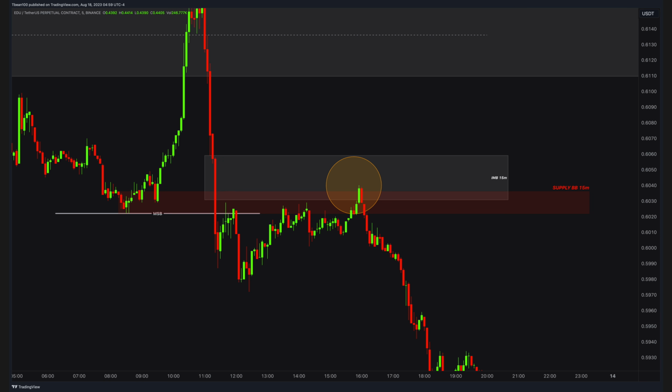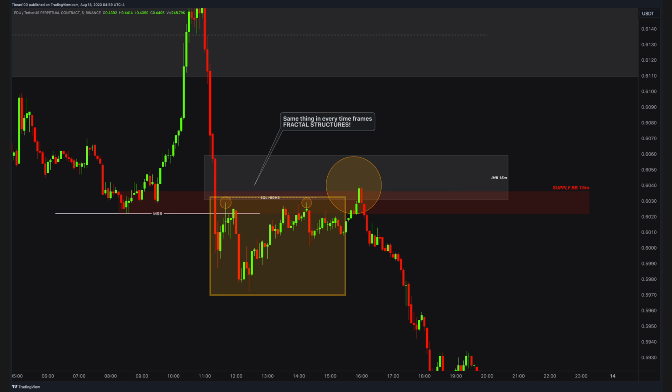Watch closely what happens. Price engineers the equal highs, then it is swept quickly. Then the imbalance happened right around the breaker block. Did you notice something? This is another small power of 3. Accumulation, manipulation, and the expansion. Same thing in all time frames, very basic fractal structure.